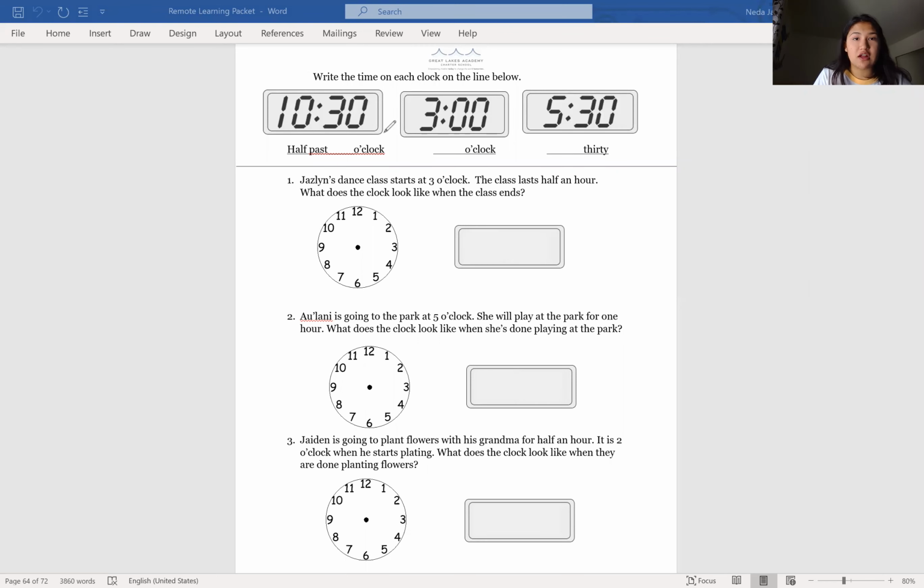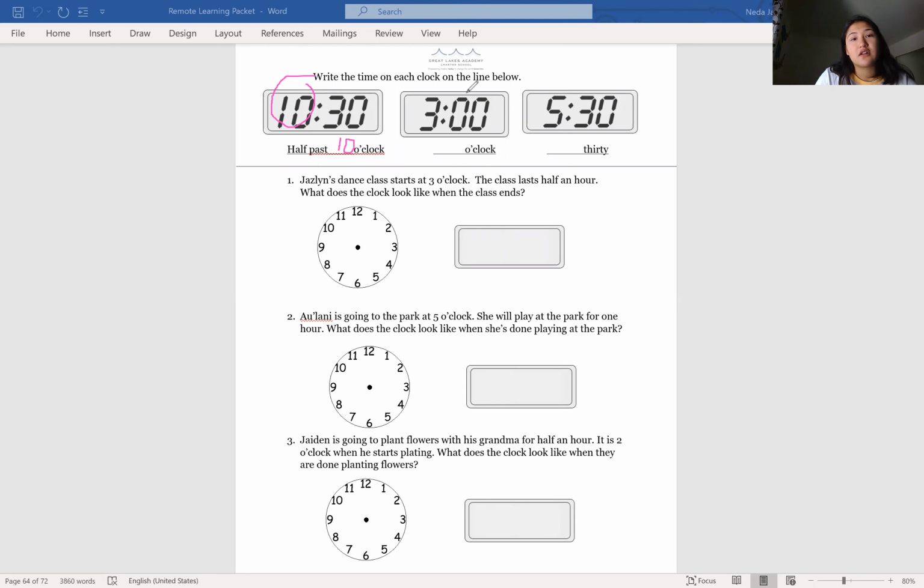This digital clock right here says 10:30. So we need to write the time as 10:30 o'clock. The hour is 10, so I'm going to write 10:30 o'clock. Give me an air high five if you got that one. Nice job.